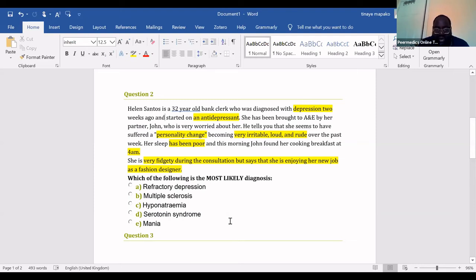And again, for C, we don't really have much to lead us to a diagnosis of hypernatremia in terms of medical symptoms. For refractory depression, I think we'd want more evidence of the efficacy of treatment.